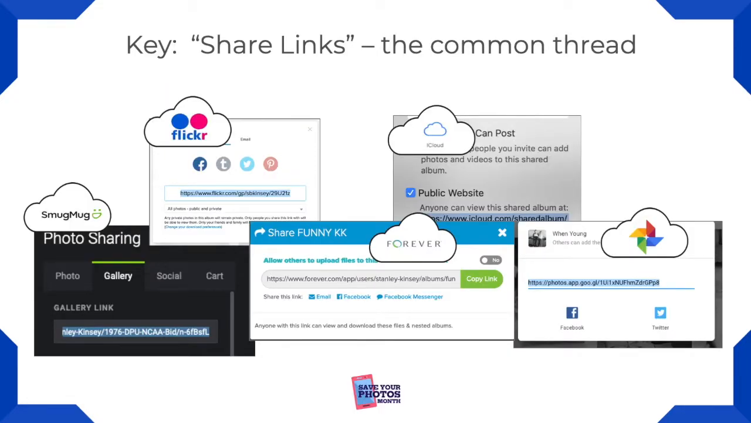The key breakthrough that allowed this was that we found there is one common element of almost every cloud site that allows the owner of the content to share a photo or album with viewers. That element is a special type of URL called a share link. That share link allows viewers to see that specific item, whether it's a single photo, an album of photos, or a video, but nothing else in that cloud collection.